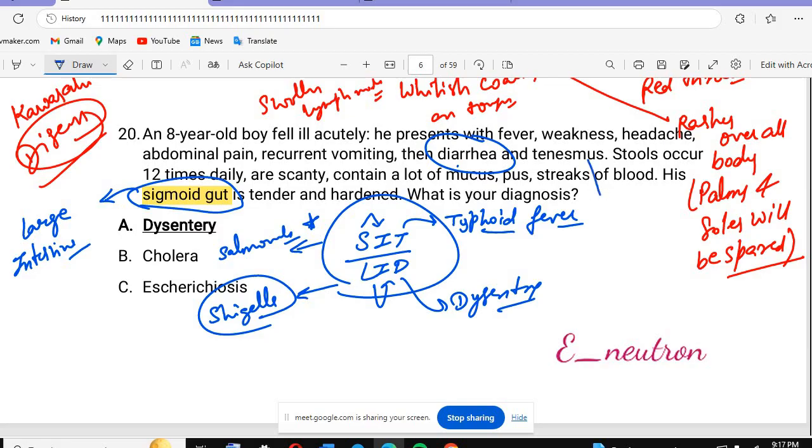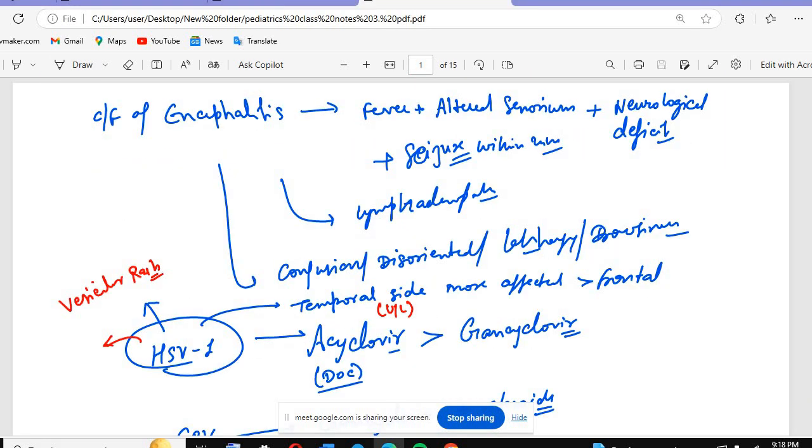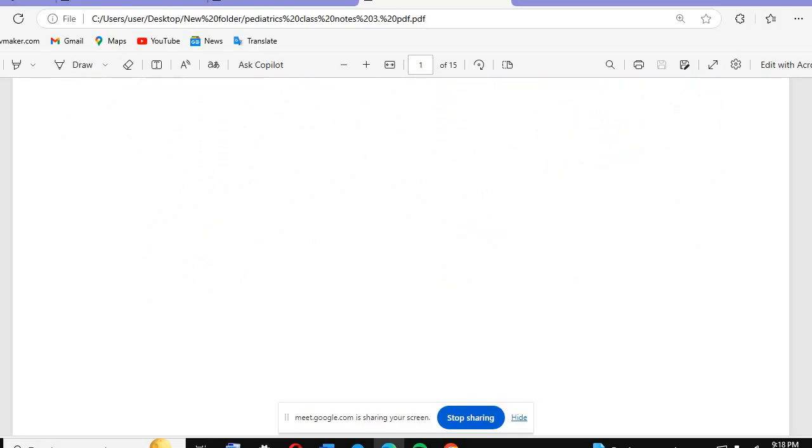Okay, what is tenesmus? Tenesmus means incomplete defecation. The patient will have difficulty to empty the bowel or empty the stool. So that is incomplete defecation, or tenesmus. Now write down the headings. Salmonella.